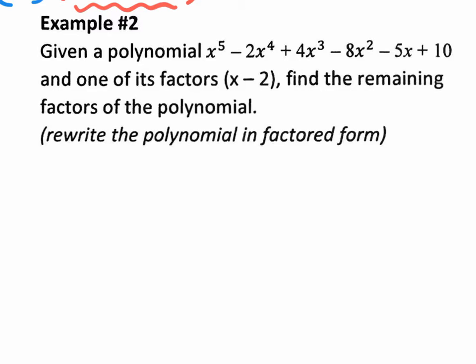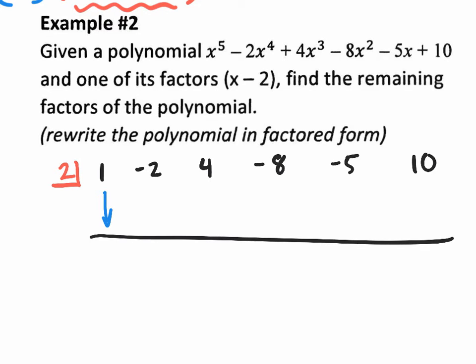So what are we going to do here? Well, we know that if this is a factor of this, if I were to divide it, what should my remainder be? 0, right? Again, this is a factor of that. My remainder is going to be 0. Let me prove that to you. What am I going to put inside the synthetic division box? 2. What are my coefficients? 1, negative 2, 4, negative 8, negative 5, 10. No values missing? No, we're good. Okay, let's do this.